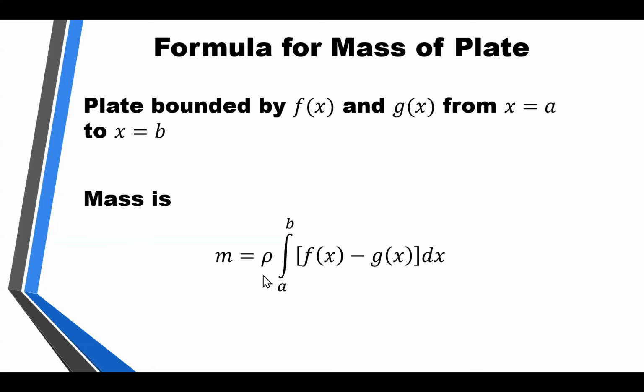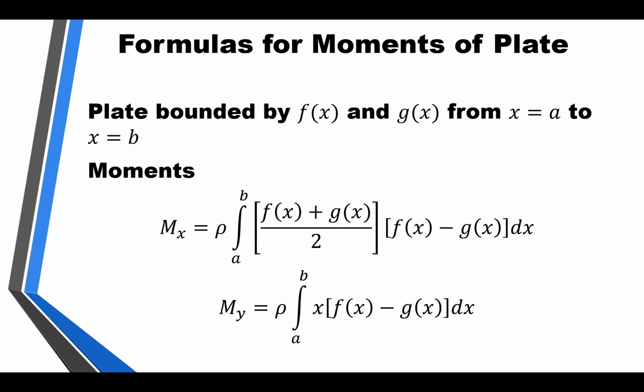And again, don't forget to multiply times the density of whatever object we're doing. So mass is density times this. Now it turns out that when I take the moments, I also need to multiply by density. Moment about the x-axis, again, is the average of f plus g times the length of the rectangle. Moment about the y-axis is just x times the length of the rectangle. And then multiply by the density.